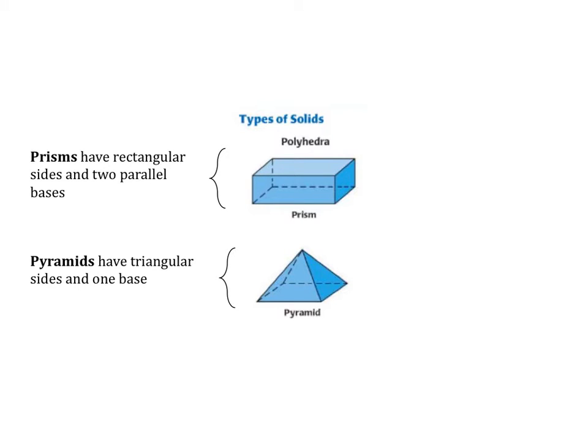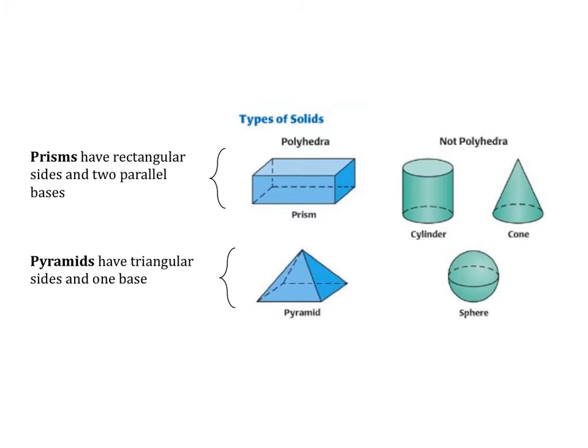And then we have pyramids. So pyramids have triangular sides and then only one base. So here this is a rectangular pyramid because we have our triangular sides and then a rectangle for a base.